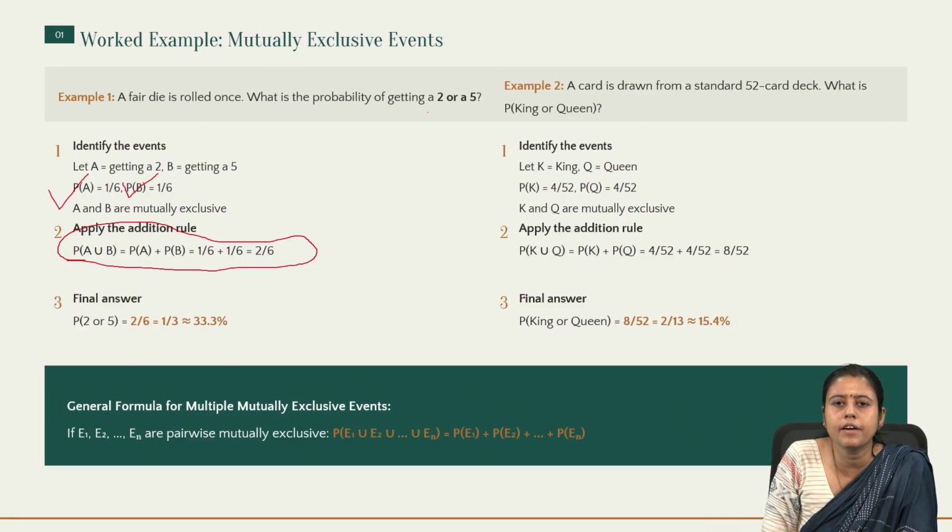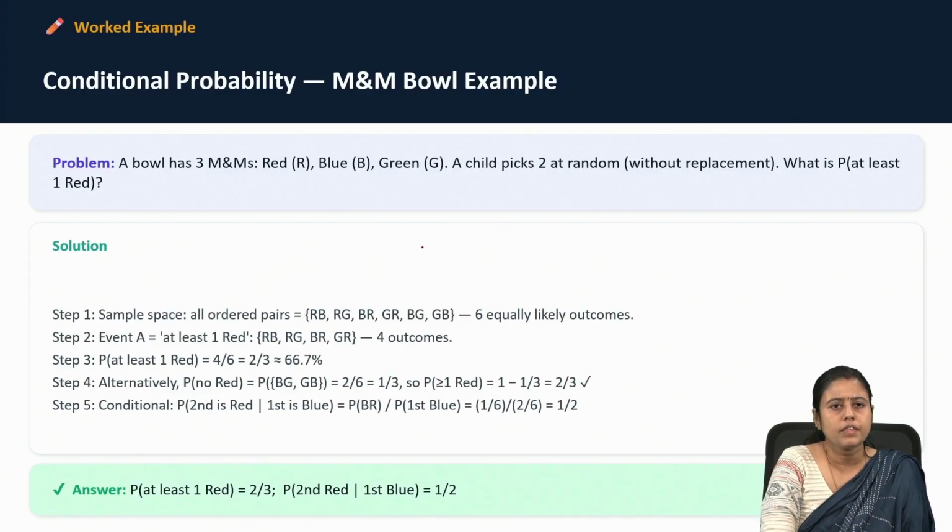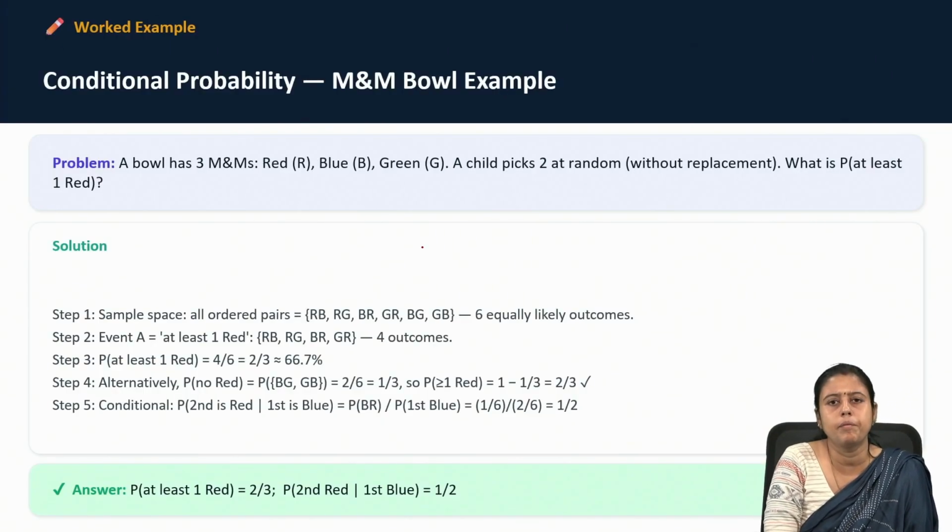If we apply the addition rule, either king or queen, so 4 by 52 plus 4 by 52 is 8 by 52. So the value is coming to 15.4%. So these are the mutually exclusive events. On the opposite side, we have conditional probability.